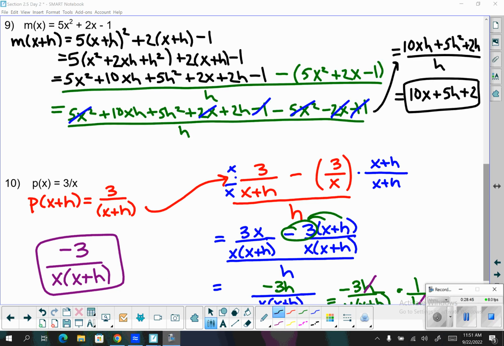How did I get the plus 2? From this plus 2h. Here, the h ends up canceling from that term. Oh, yeah. All right. What did you say, Preston?